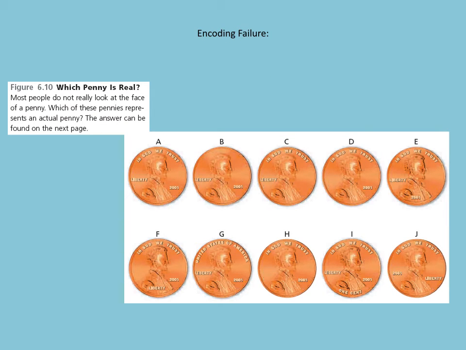Okay, now an encoding failure would be which of these pennies are the correct kind. Now, you've never probably stared at a penny and said, "Oh my God, this is what a penny looks like." All of these kind of look like the basic, and you're trying to figure out which one it is. While looking at them, because you've never sat there and really studied a penny, you probably have no idea.